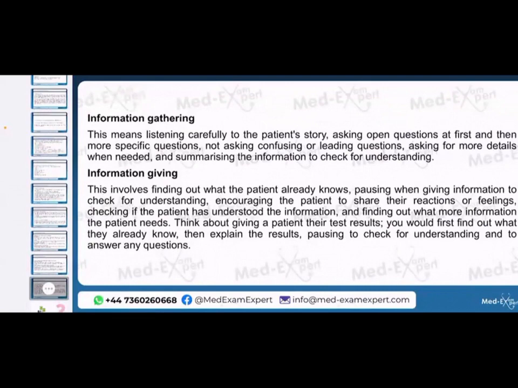I told you earlier that you have to be very careful about whatever the patient is saying. It means you are gathering information from your patient. And the other factor which is also included in clinical skill is information giving. It means what kind of information you are giving to your patient about the treatment and the management. So these are the factors upon which you are being assessed in the speaking module.